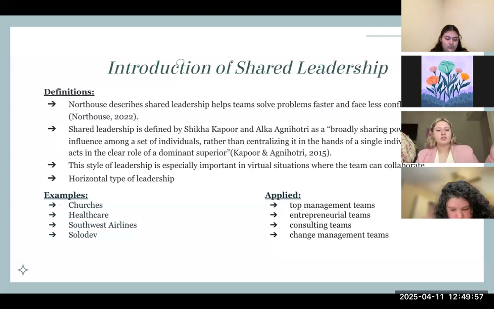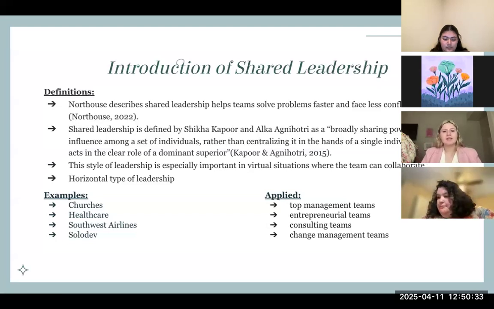This is a horizontal type of leadership, and it also can be vertical, but it is not where the CEO is in charge and then it goes down the ladder. It is more of a way where people can get into all different types of the project instead of just one person delegating, okay, you're in charge of this, you're in charge of this. It's more of a collaboration than just someone being the boss of other people.